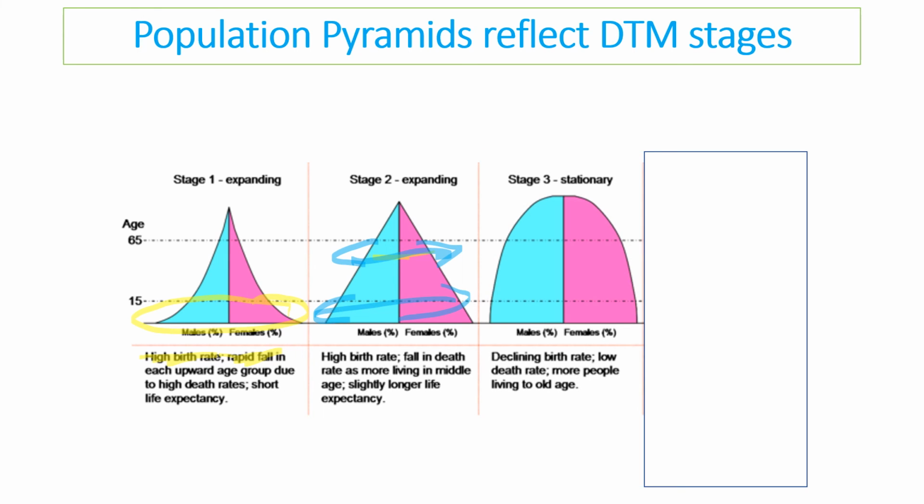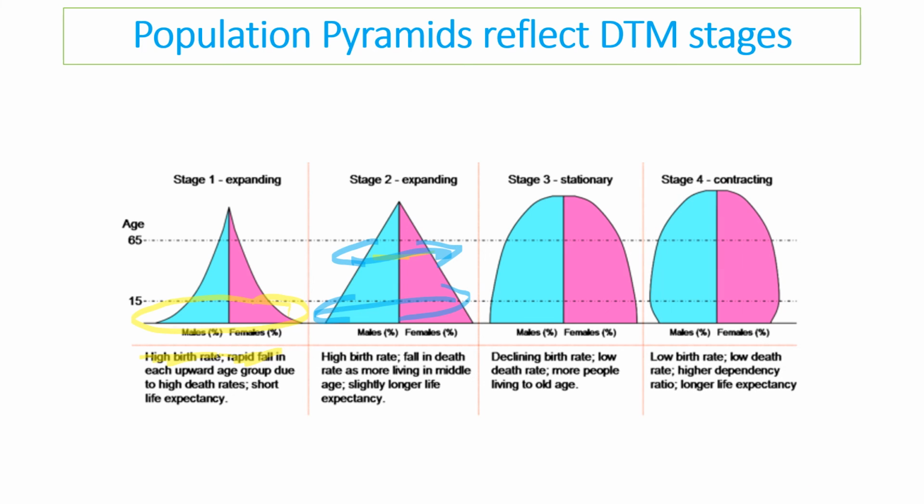And then you eventually reach this stationary phase where you get an equal number of birth and death rates, and then eventually you'll start to contract because your birth rates at the bottom will start to get smaller as a result. It doesn't mean your deaths have got any bigger, it just means you'll get fewer births.